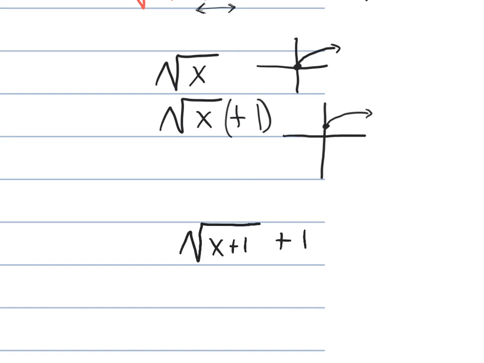That did two things to the graph. What did this do to the graph? Move it to the left. That moved it left 1. And what did this do to the graph? Moved it up. It moved it up 1.